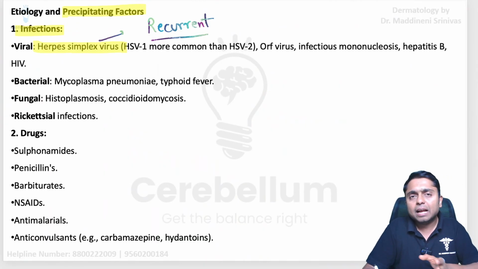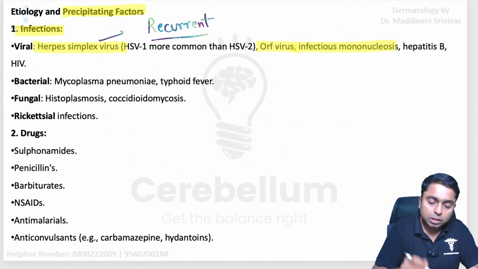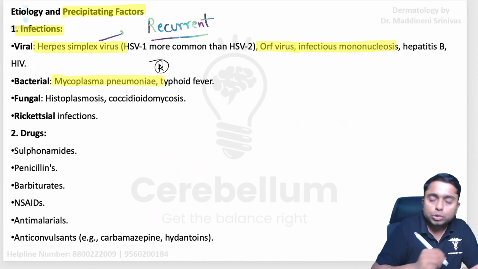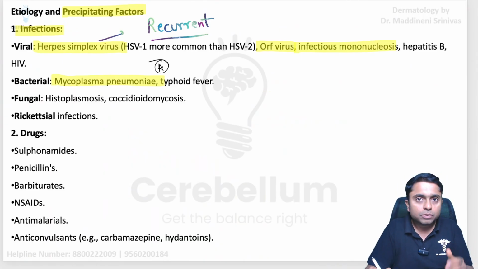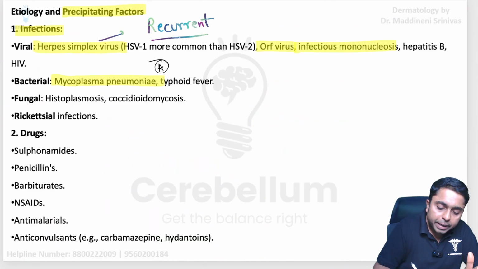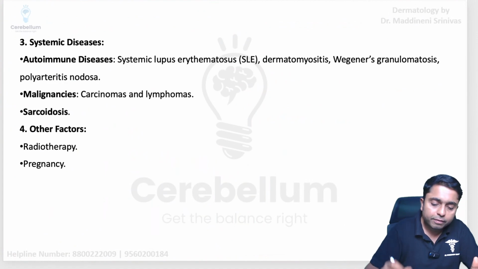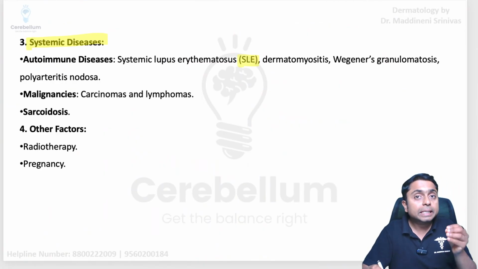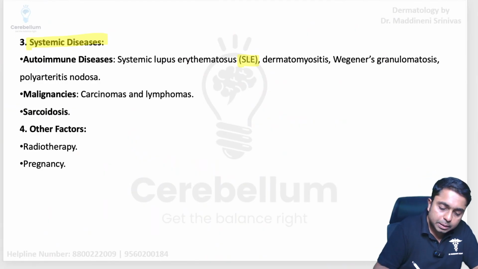Okay, and there are other associated triggering factors also, for example viruses like infectious mononucleosis. But you need to remember that Mycoplasma pneumoniae is the second most common association of Erythema multiforme. So you can remember herpes simplex virus and Mycoplasma pneumoniae, and certain medications like sulfonamides and penicillins can also act as triggering factors. And among the systemic diseases, you can remember that systemic lupus erythematosus, which is a connective tissue disorder, can also be associated with Erythema multiforme and the target lesions which we can see.